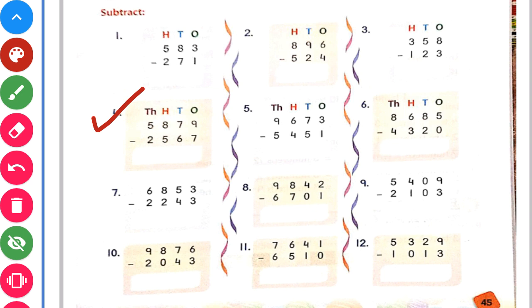5879 minus 2567. So we will start from ones position. Now 9 minus 7. Count after 7. After how many steps we will get 9? Count after 7. 8, 9, 2.